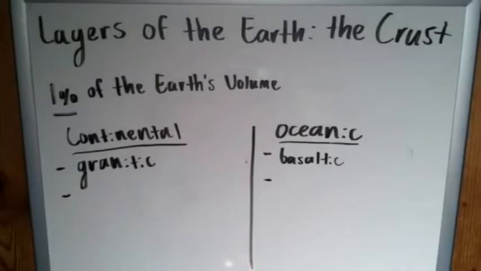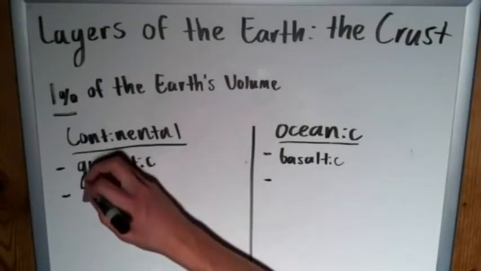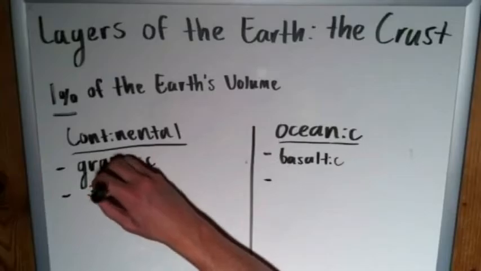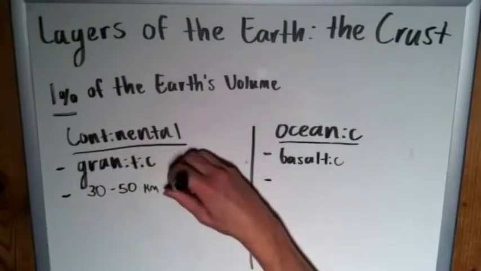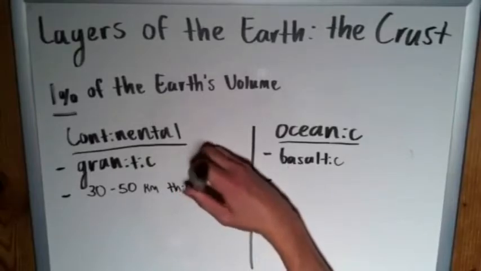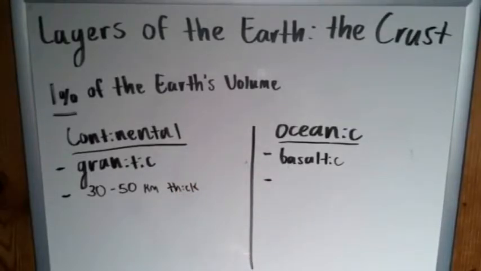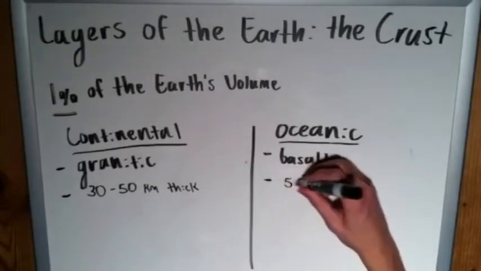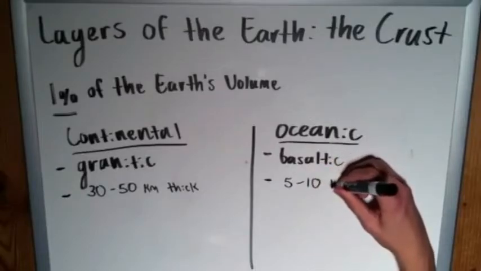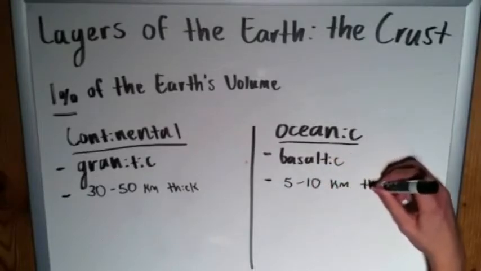Continental crust is usually thicker than oceanic crust. Although crust in general is incredibly thin and a very small piece of the Earth's volume, continental crust is usually between roughly 30 through 50 kilometers thick. Some sources may tell you it's more between 35 and 45. Doesn't really matter too much. 30 through 50 is a good amount, I think. While oceanic crust is usually only 5 through 10 kilometers thick.